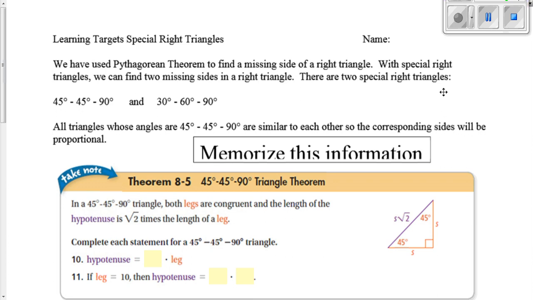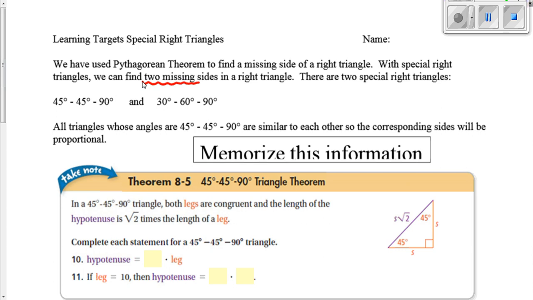Before, we had to have two of the side lengths, and we could use the Pythagorean theorem to find the third. But now we can find missing side lengths when we know just one of the sides. So two of them are missing. There are two special right triangles that we are going to talk about: the 45-degree, 45-degree, 90-degree triangle, and then the 30-degree, 60-degree, 90-degree triangle.